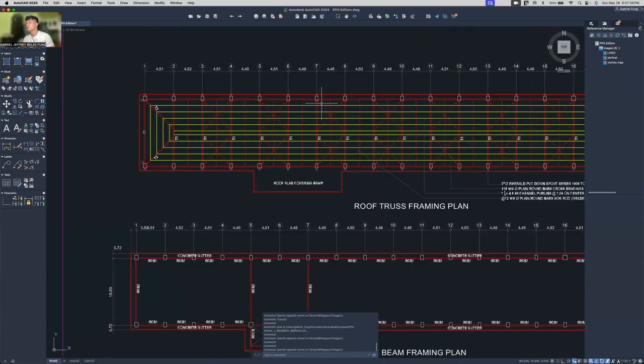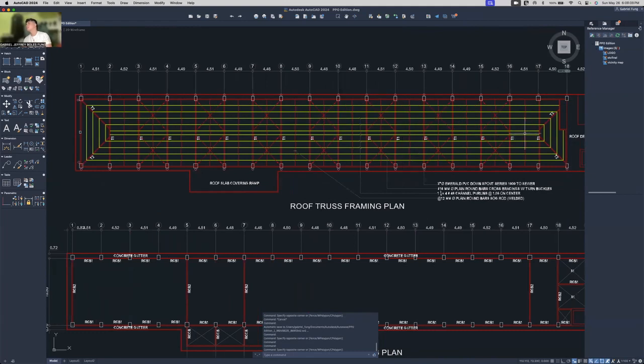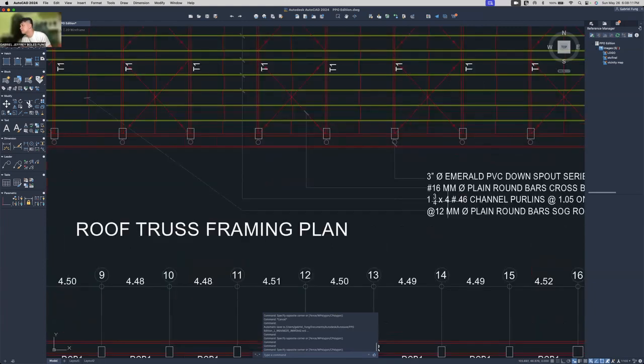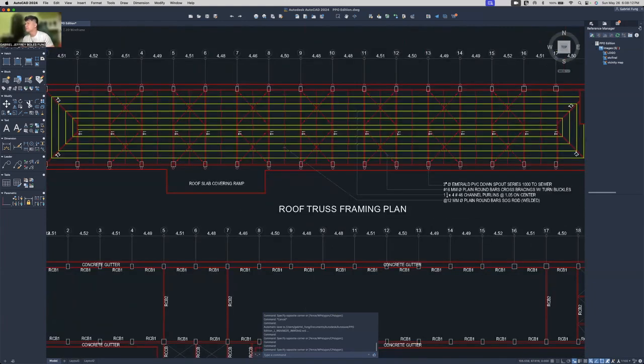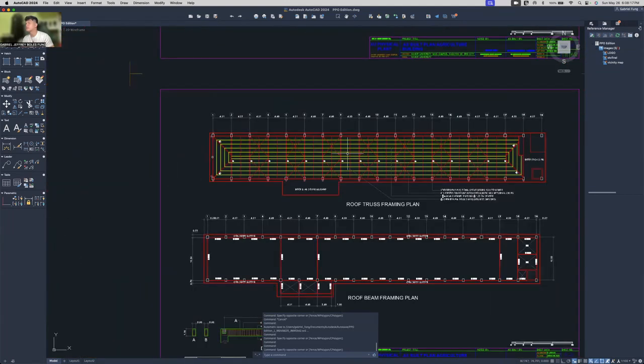For the C-purlines, the total perimeter, these green lines here are the C-purlines, and we used that after acquiring the total perimeter, divided it by six for the standard length of one C-purline channel, which is actually this 1 3/4 by 4 number 46 channel purlins or C-purlins.